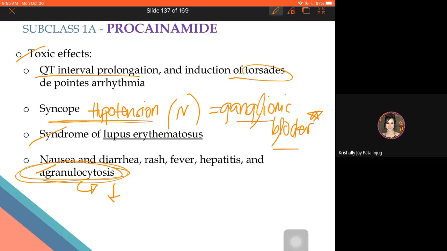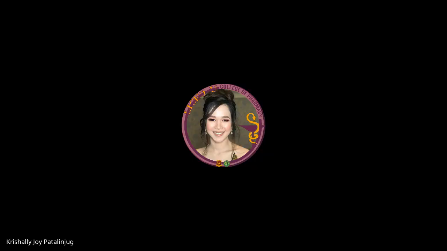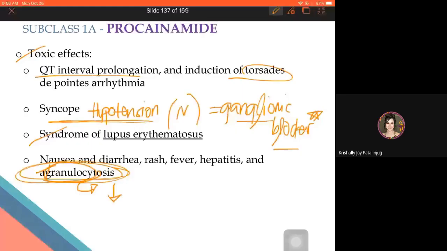So, sa atong body, natay tulo ka example ng granulocytes. And those are the basophils, eosinophils, and neutrophils. Okay? So, yan yung palatandaan, granulocytes in the body.